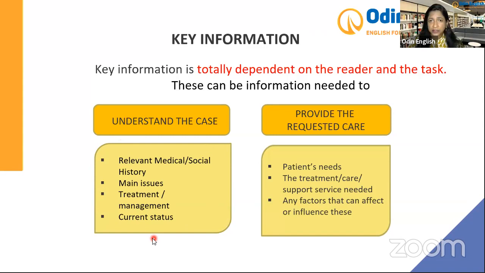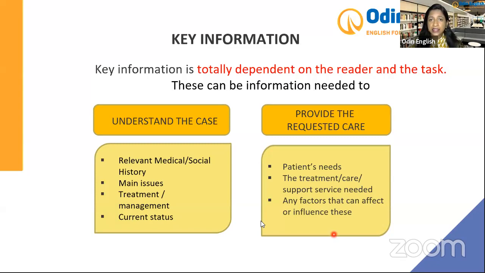So all the information that is very important for the reader to understand the patient, to understand his problem, or in general, to understand the case. Those are the relevant medical and social history, the main issue, the treatment and management that you have provided so far, and the current situation of the patient. So all these things which would help the reader to understand the case is one set of information.